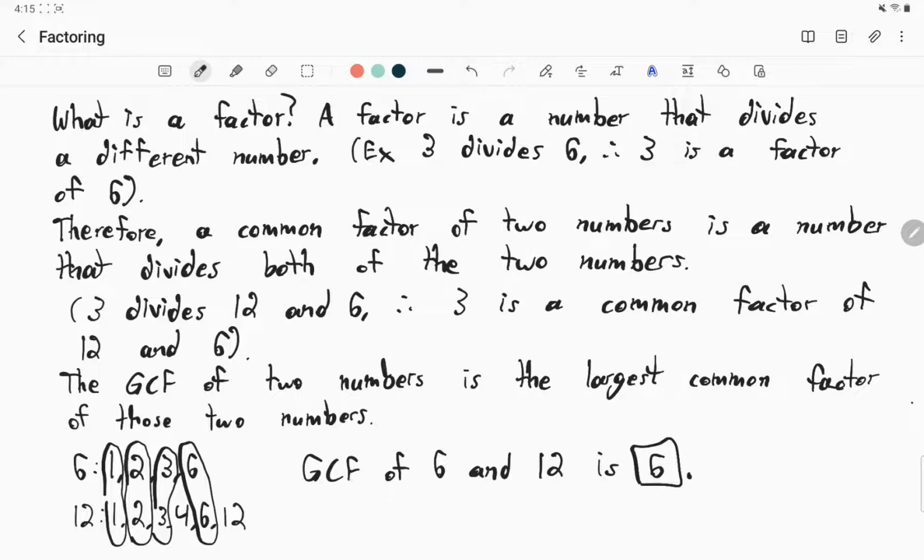One last thing. The way you write, so GCF of 6 and 12 is 6. Mathematically, how you would write that is GCF(6, 12) = 6. We'll start using that from now on. That means the same thing. Greatest common factor of 6 and 12 is 6. Anyways, in the next video, I'm going to show, we call it finding the greatest common factor by prime factorization. That's a lot of big words. We'll break it down in the next video.